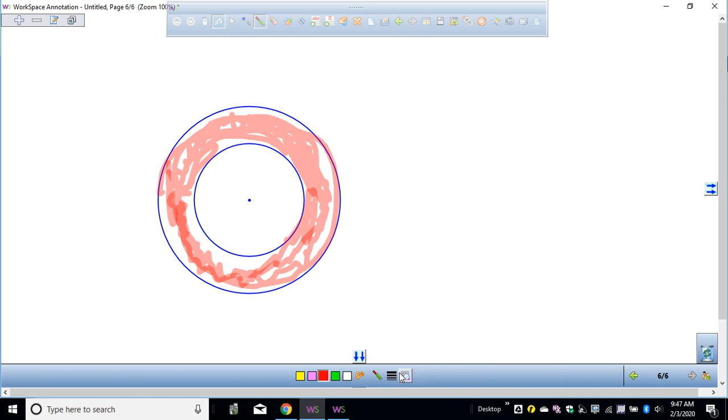Color? I don't know. Alright, I'm just going to tell you that this thing is called an annulus.